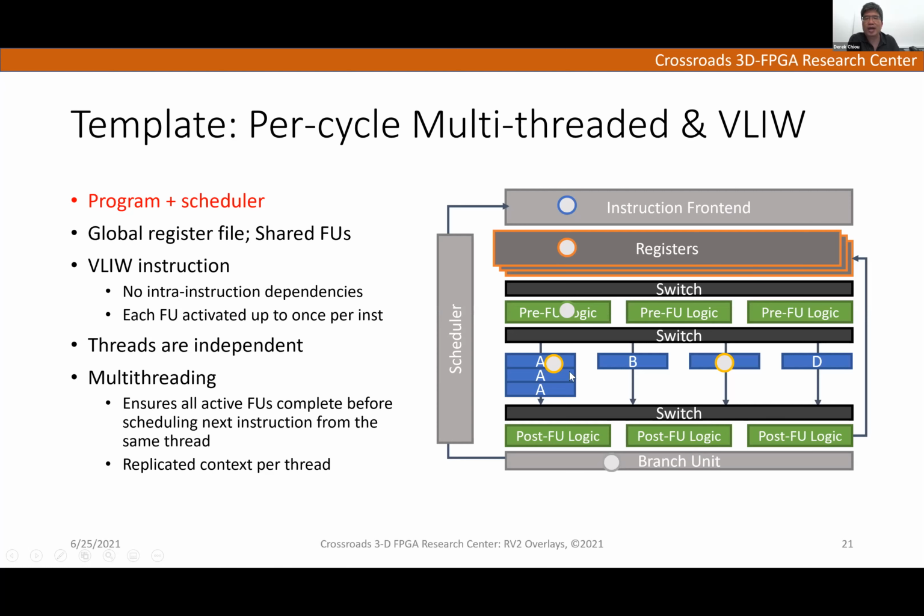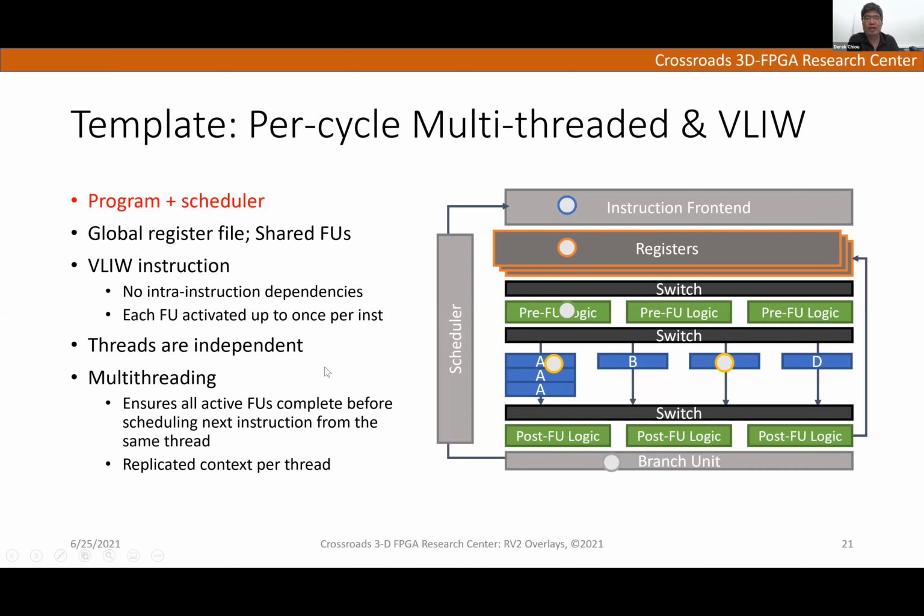So this allows us to effectively use this pipeline, use these functional units efficiently, because what we'll do is we'll be essentially allowing multiple threads to be using these functional units on a cycle by cycle switch kind of basis. Again, we'll be using VLIW instructions where there's no inter-instruction dependencies, and each functional unit is activated up to once per instruction. So fundamentally, you can request the functional unit to do something. You can do that across all four, but you can't say, I'm going to use A twice in one instruction, right? This is just to avoid a hardware structural hazard.